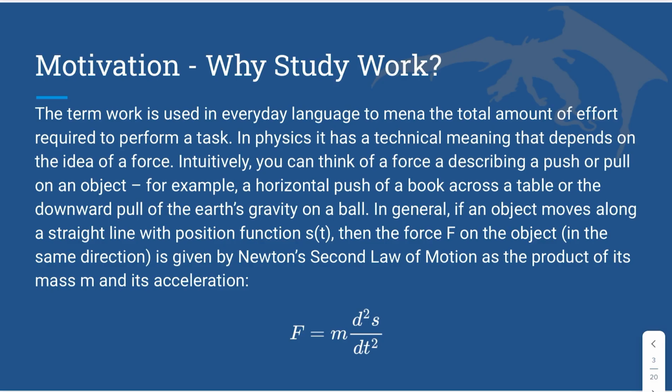Intuitively, you can think of force as describing push and pull of objects. For example, if you push a book across a table, or the downward pull of Earth's gravity on a ball. In general, if an object moves along a straight line with a position function, s of t, then the force F on the object in the same direction is given by Newton's second law of motion as the product of its mass and its acceleration. Force is equal to m times a.